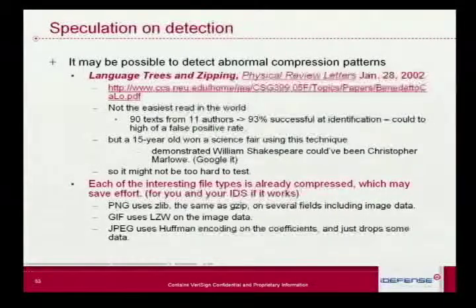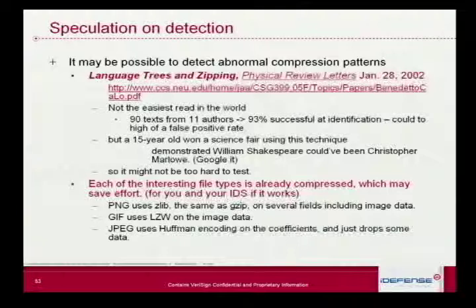You also might be able to use some techniques which were mentioned in the paper on language trees and zipping. The idea was they used gzip on a bunch of texts from different authors, and were able to identify the authors just by the compression ratios.